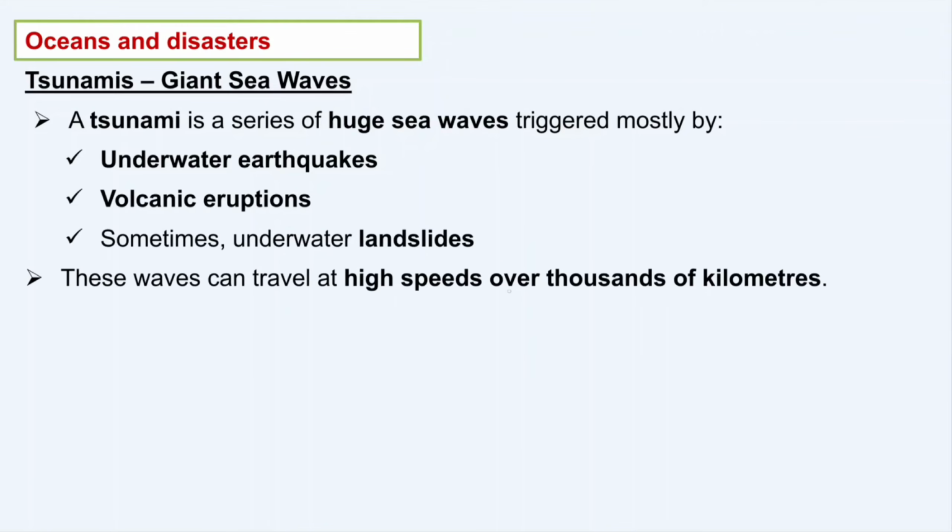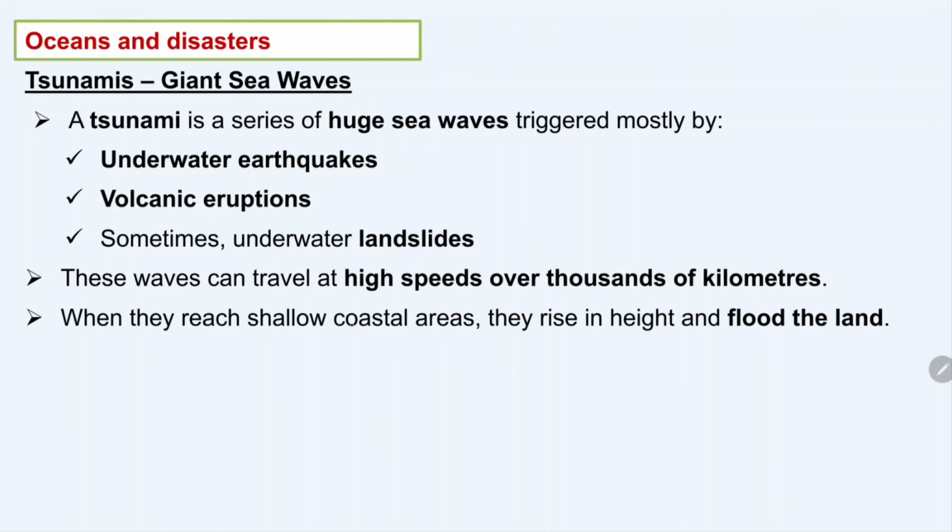So these waves can travel at high speed over thousands of kilometers, and when they reach shallow coastal areas, they rise in height and flood the land. And what happens when they reach the coastal areas? They will rise very high, leading to floods in the land.